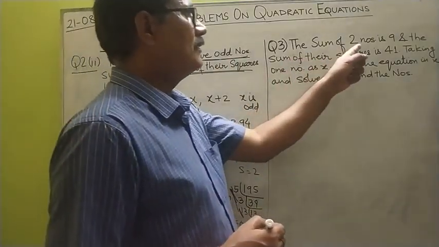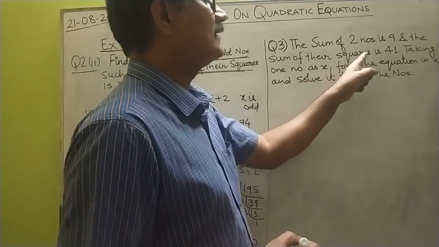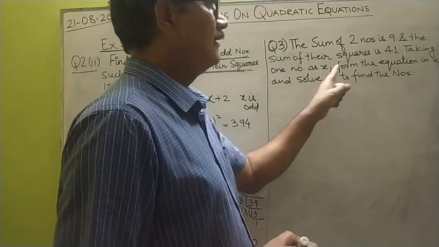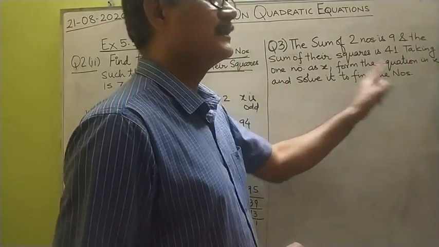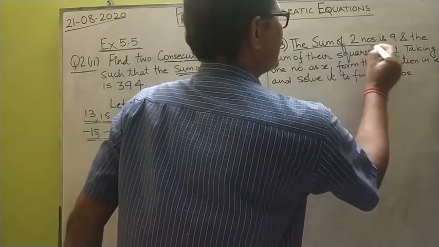The sum of two numbers is 9 and the sum of their squares is 41. Taking one of the numbers as x, form the equation in x and solve it to find the numbers. So we begin with the first statement, which says the sum of two numbers is 9.